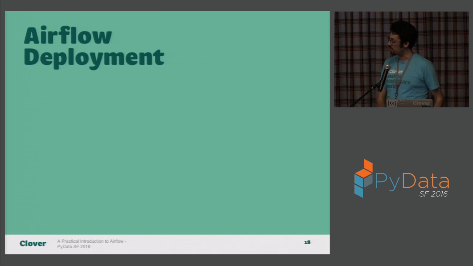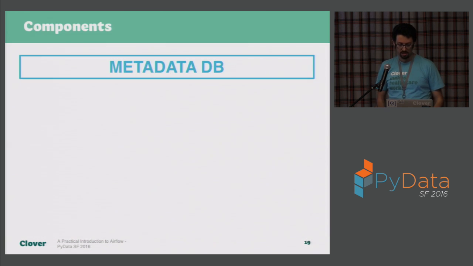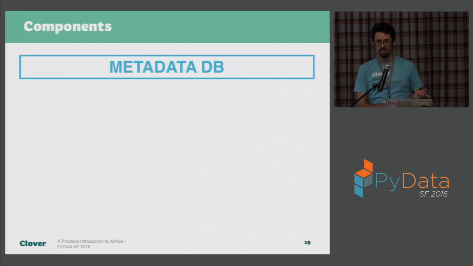So what does Airflow actually look like when you put it in production? What are the components of it? What do you need running? The first thing you need is a database, a SQL database. So MySQL or Postgres are good things. This is where Airflow stores all of the information about what things have run in the past. How long did they take? What's running right now? And so on.